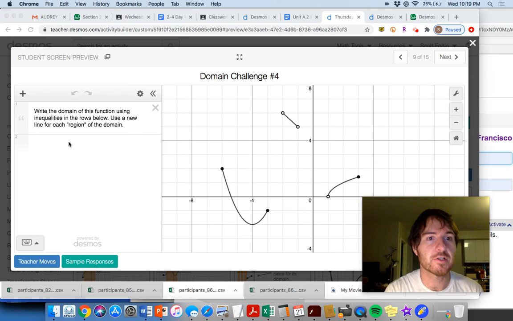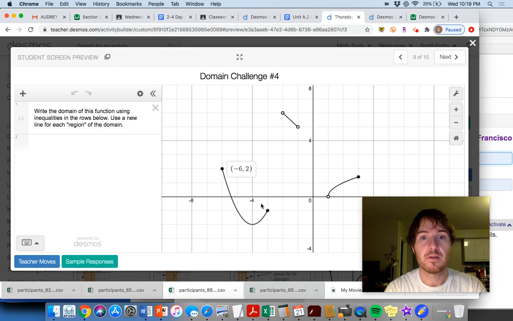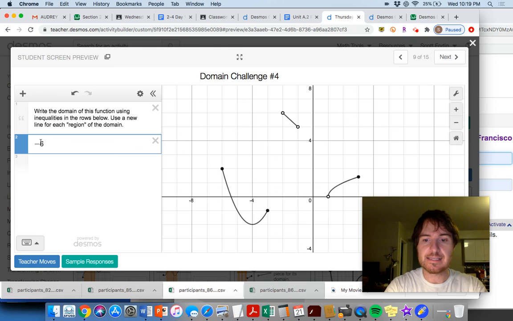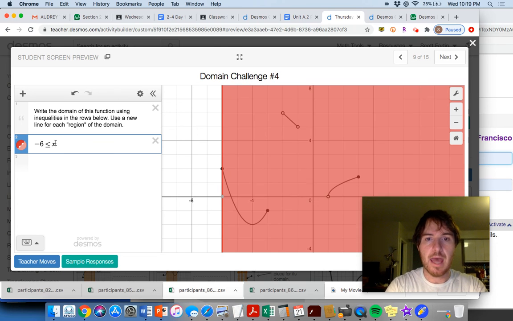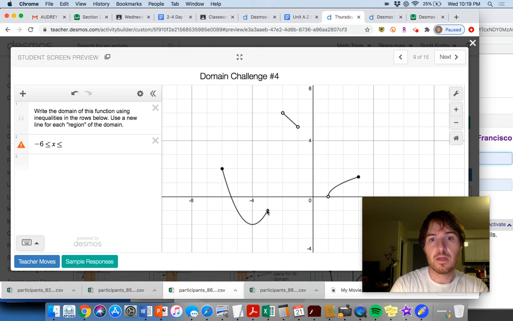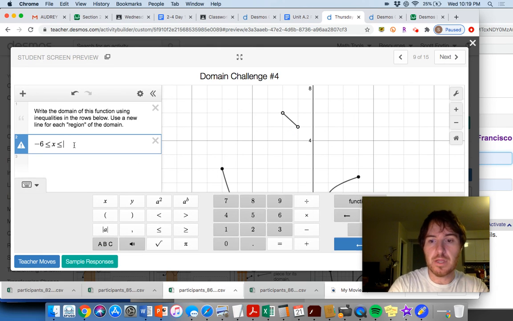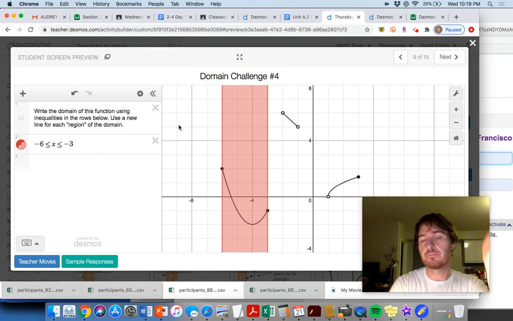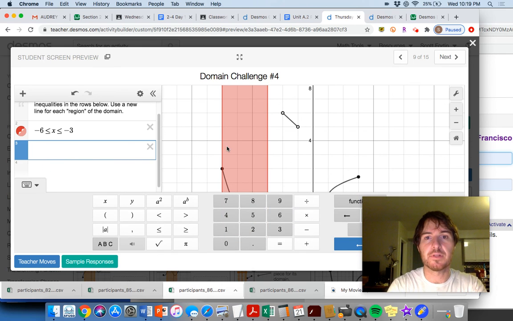Okay, write the domain for the function below using inequalities in the rows below. Use a new line for each region of the domain, each piece of the domain, how we want to call it. Okay, inclusive. So here we're going to go from -6 is less than or equal to x, which is less than or equal to -3. My keypad's down here, it says show keypad. And there we go. We got that domain. Check that off the list here.